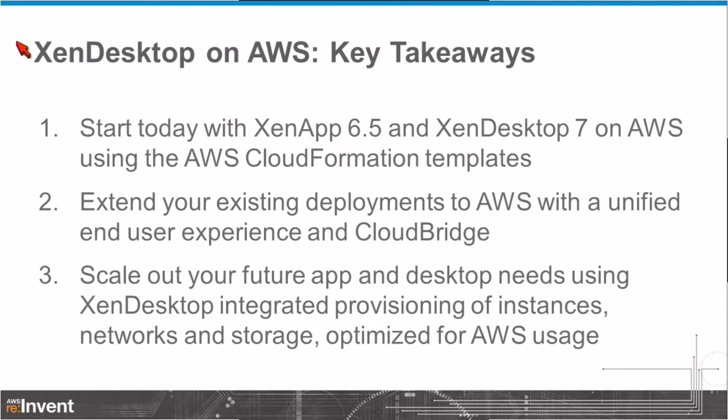And you can extend that with your existing deployments based upon those hybrid IT scenarios, and connect that back to your enterprise data center using the CloudBridge product. Both NetScaler and CloudBridge are available in the marketplace today, so that you're able to leverage the per-hour-based pricing. And then as we talked about the integrations, as you're planning your next Citrix deployments and wanting to take advantage of the further integration, you can scale out your future needs using this XenDesktop integrated provisioning, and leverage instances, network and storage that are completely optimized for AWS usage.